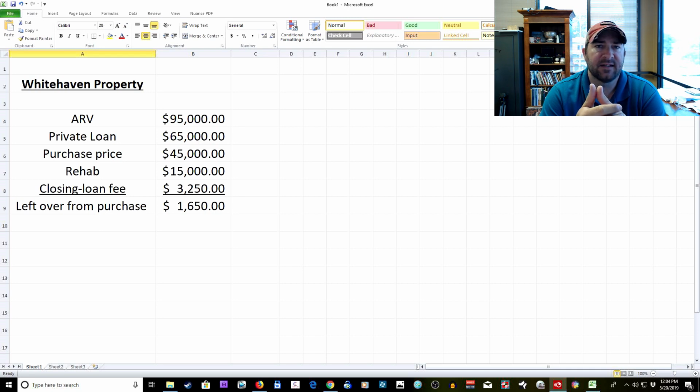It's a fantastic market for buy and hold positive cash flow, but it's also very popular for flipping as well. There's several companies here that do fix and flips. This is a little property. If you're familiar with Memphis, this house is down in the Whitehaven area of Memphis. It's close to the airport. So the numbers that I have laid out here, you can see the ARV, which stands for after repair value.